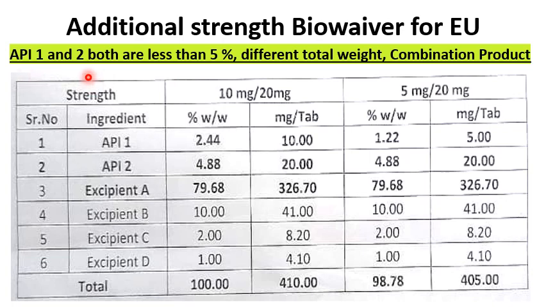Then an example of a combination product where API 1 and 2 are both less than 5%, the total weight of the tablet is different, and it is a combination product. So 10 by 20 mg and 5 by 20 mg. Only one of the APIs is changing and the other is similar. Diluent is changed as per the change in the API 1 strength. So this type of formulation will also pass the requirement.